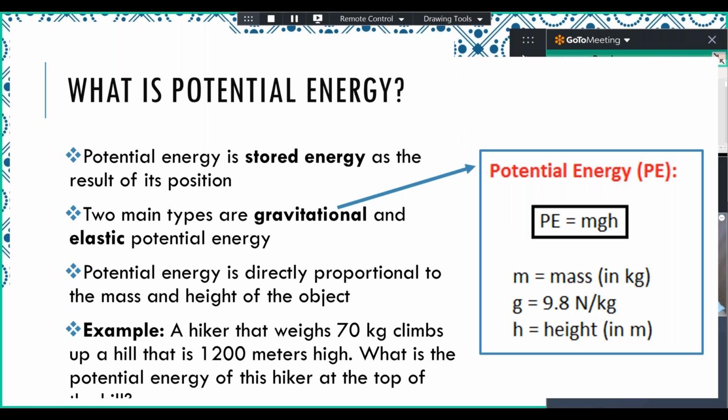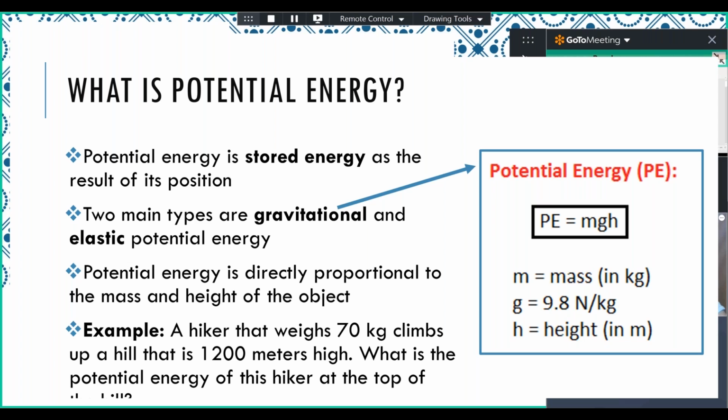And on the right-hand side, I have the formula for finding gravitational potential energy. Gravitational potential energy is equal to the mass times the gravitational acceleration, which is g equals 9.8 newtons per kilogram, which is also meters per second squared, times the height in meters. So potential energy is directly proportional to the mass and the height of the object.